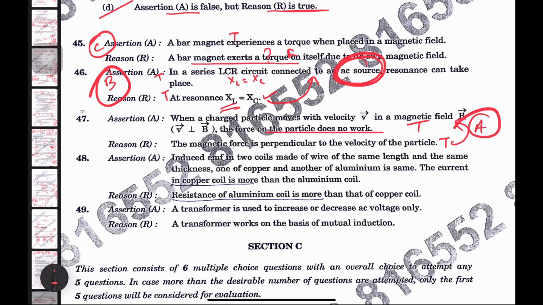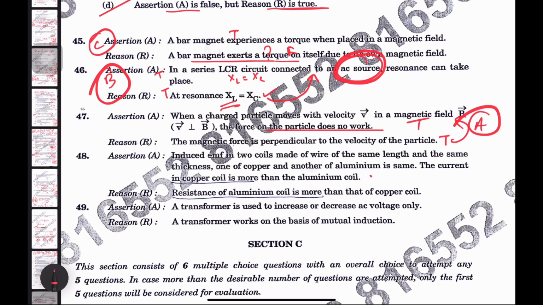Then the induced EMF in two coils made of wire of the same length and the same thickness, one of copper and another of aluminium, is the same. The current in the copper coil is more than in the aluminium coil. This is true, because copper has a low value of resistivity and is a better conductor than aluminium.